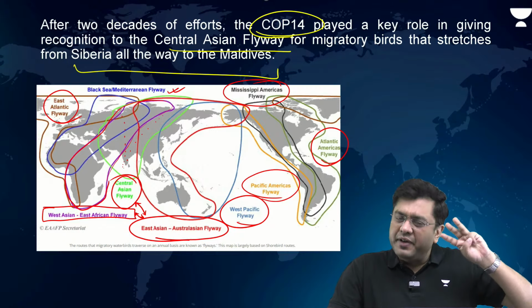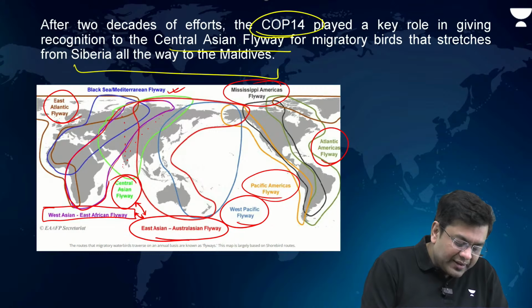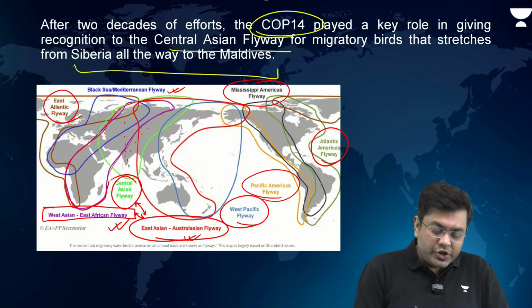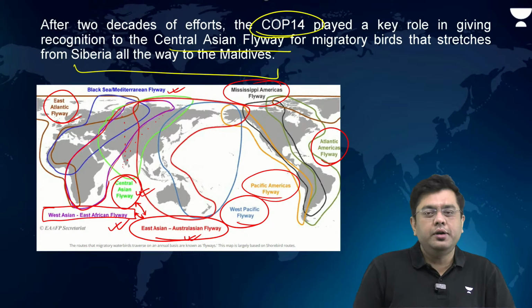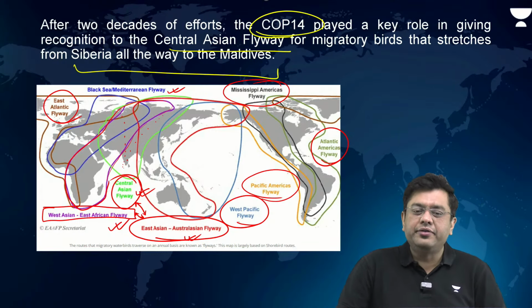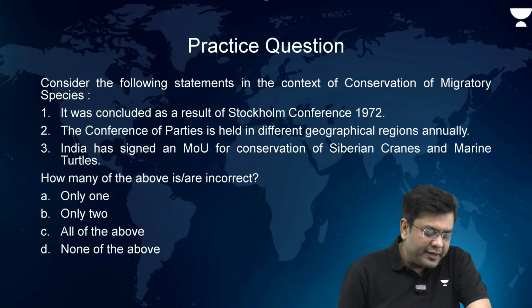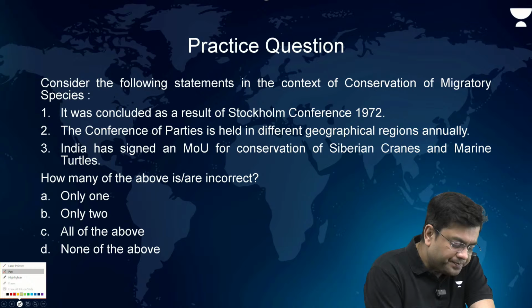So three major flyways pass through India. One is the West Asian East African flyway, the East Asian Australasian flyway, and the Central Asian flyway. These three flyways should be kept in mind. Okay. Now let us take a look at the practice question which can be framed from here.